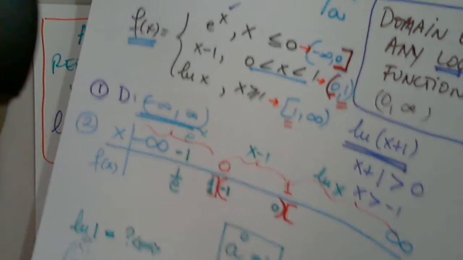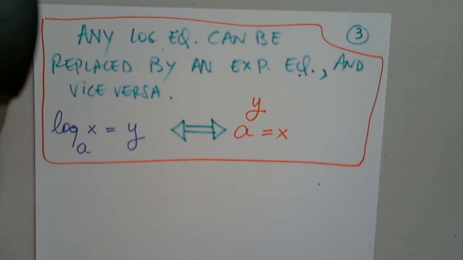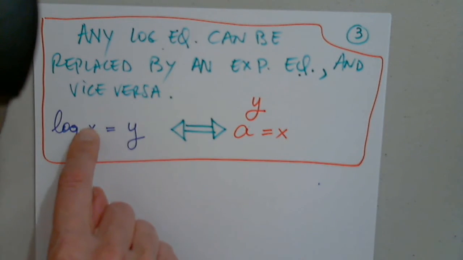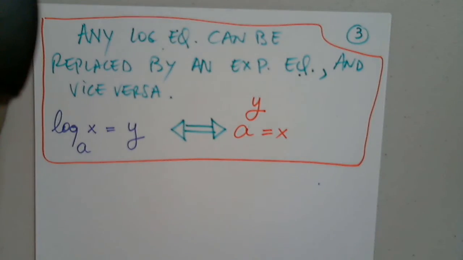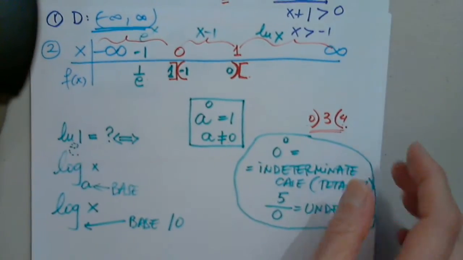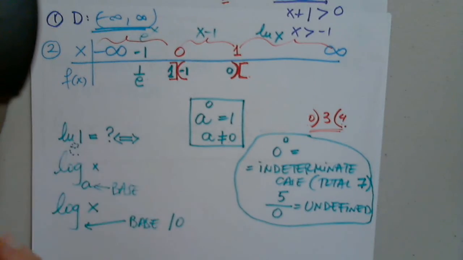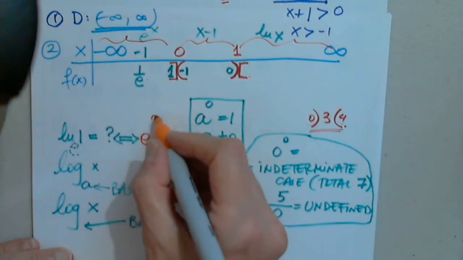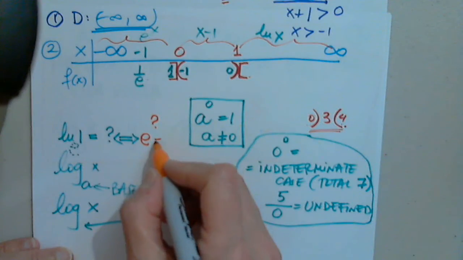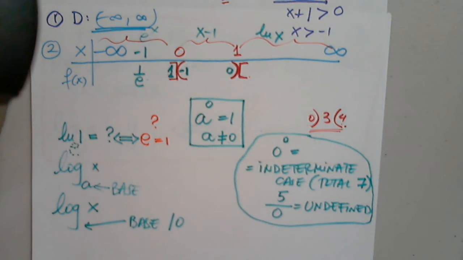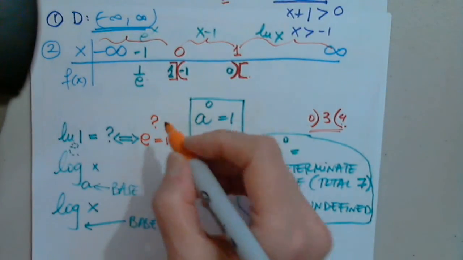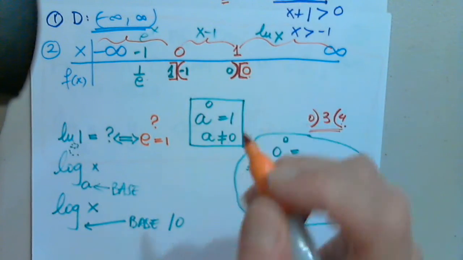And now I can address what I'm getting at. So log in any base a of x is y, a raised to y equals x. So now here, e raised to which number is 1? e raised to this number is 1. What could that be? 0. Only 0. So that's why we get 0 here.